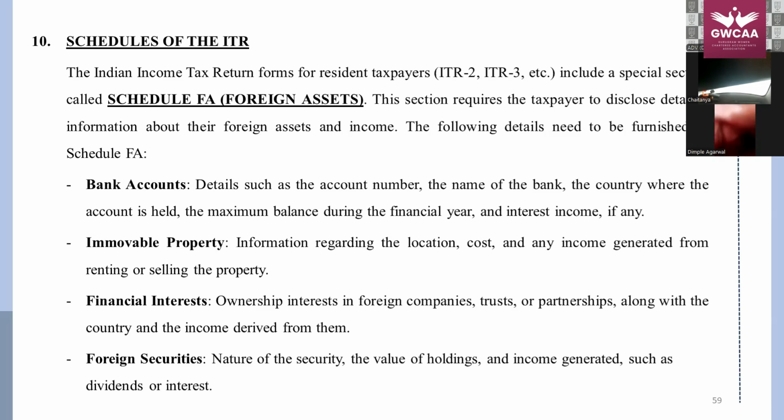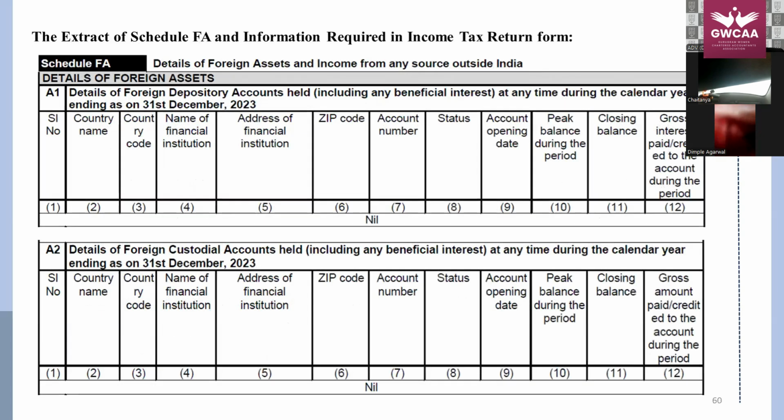So friends, this is only disclosure. The Income Tax Department will not ask the source of those assets or investments, how you have derived or how you have purchased these assets. They will not ask for the source, but if you just mention it in Schedule FA, that will suffice the purpose. So these are all the schedules of Schedule FA.